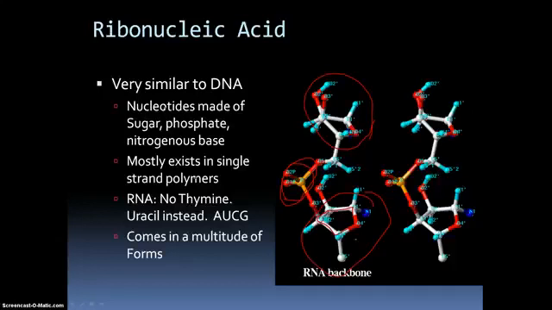Now, there's one huge difference between DNA and RNA, and that huge difference is right here. RNA has no thymine. There is no thymine in RNA. Instead, there is a nitrogenous base known as uracil. Uracil is a replacement for thymine. It's a precursor. Again, it helps contribute to the lack of stability in RNA.